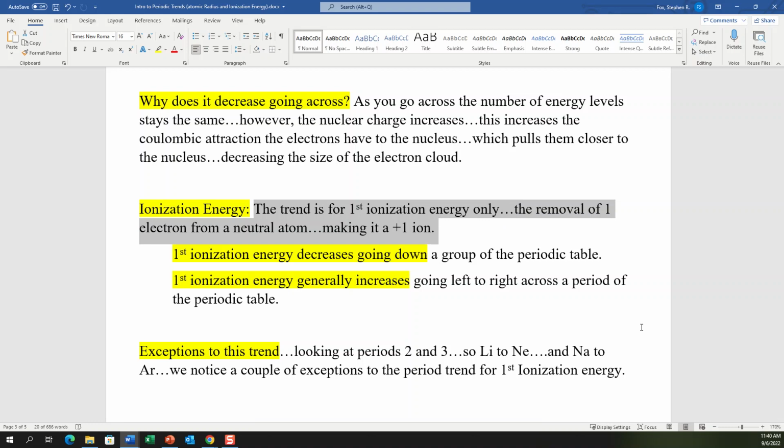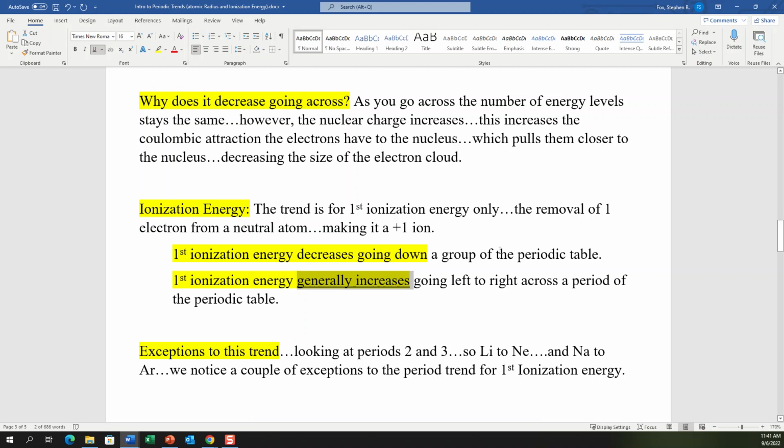So you might already know the trend. It's opposite atomic radius. So as I go left to right, the radius gets smaller, but ionization energy gets larger. As I go down, the radius gets bigger, but ionization energy decreases. So first ionization energy generally will decrease as you go down a group, and it will increase going left to right across a period. But notice I said generally. That means that as you go down, there's no exception. As you go down, it gets easier to remove an electron.